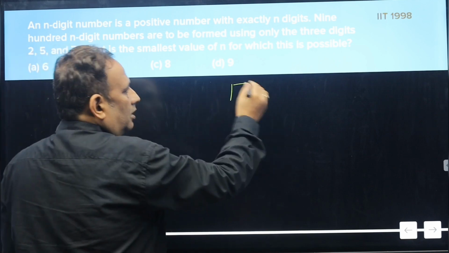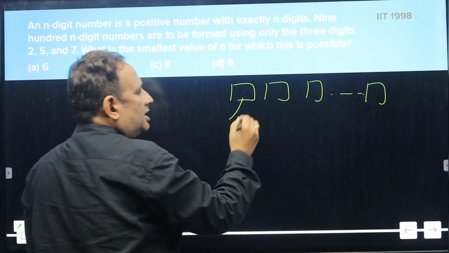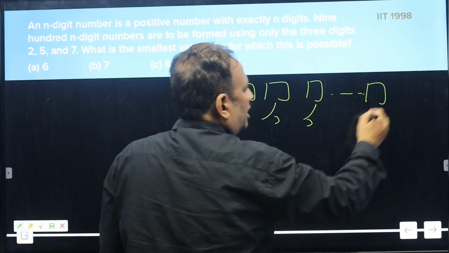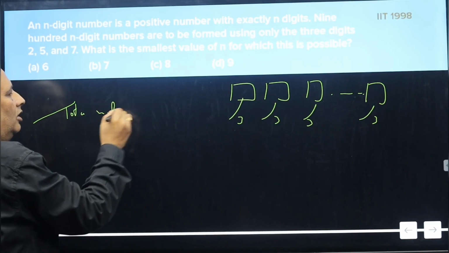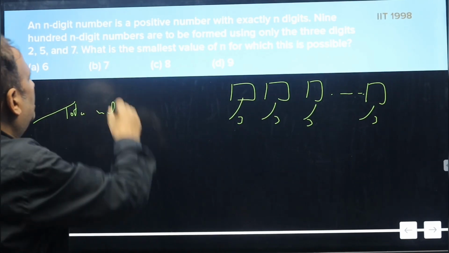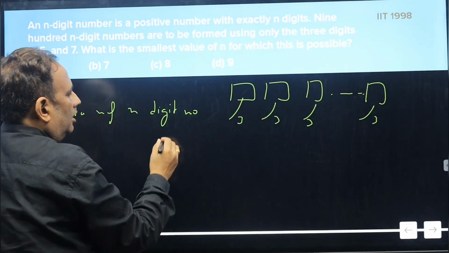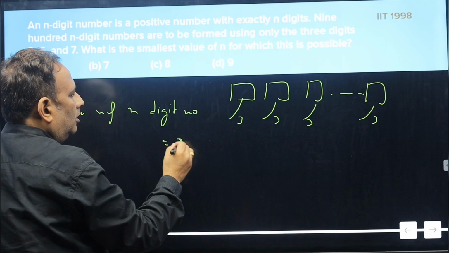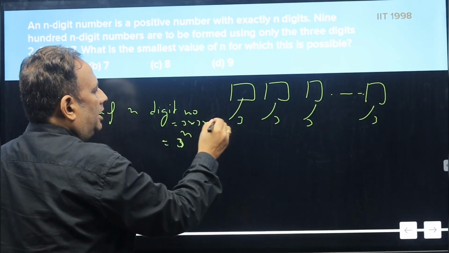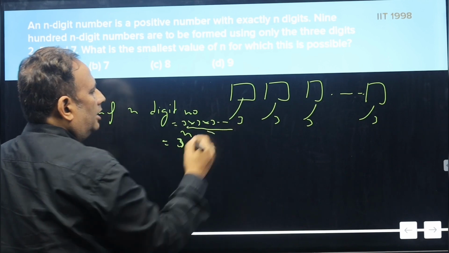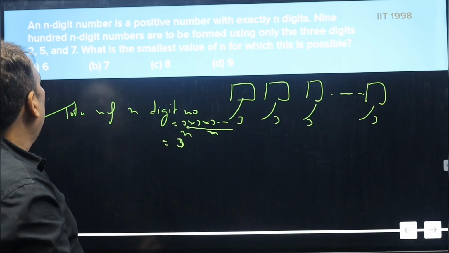Let me draw again. And so on. So all the places can be filled in 3 ways. So the total number of n digit numbers, what we have to find out, we can say is 3 to the power n. Because you see 3 into 3 into 3, how many 3's are there? Up to n 3's are there. So for n 3's we get 3 to the power n ways. So for n places, that is the total numbers we have.